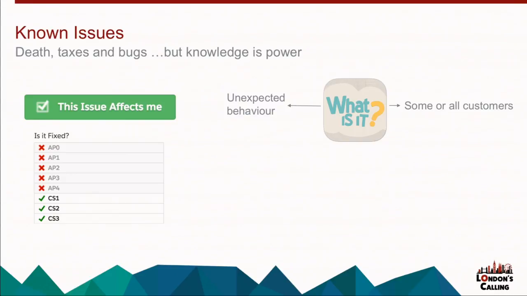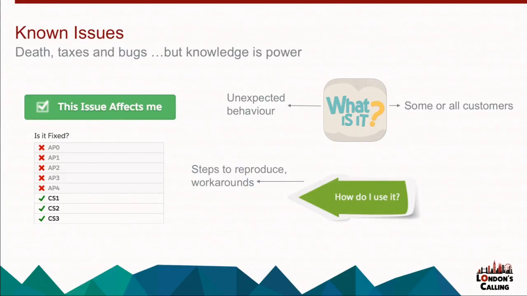Now, this is deliberately vague because it's really up to you as the guardian of your org to work out whether it's something that impacts you. So how would you do that? Find a known issue, and you're going to find not just a brief description of what's going wrong or what the behavior is, but you'll see some steps to reproduce it and even some workarounds if that's known as well.